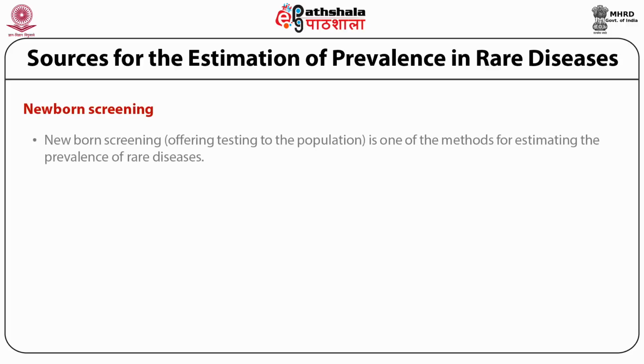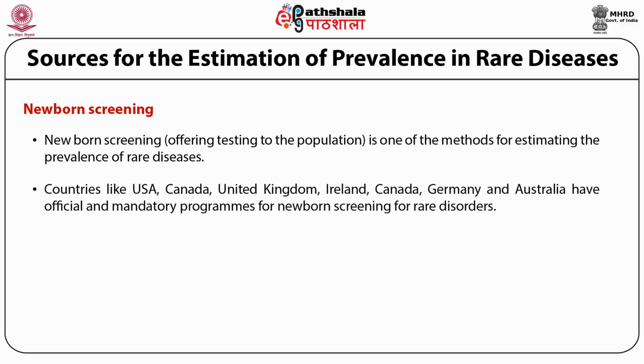Newborn screening. Newborn screening, which is offering testing to the population, is one of the methods for estimating prevalence of rare diseases. Most of the tests used in screening rare diseases use biochemical methods, and only in case of confirmation, molecular testing is undertaken. Countries like United States, Canada, United Kingdom, Ireland, Germany, and Australia have official and mandatory programs for newborn screening for rare diseases. In India, there are government initiatives for newborn screening, though some individuals made efforts in this direction.